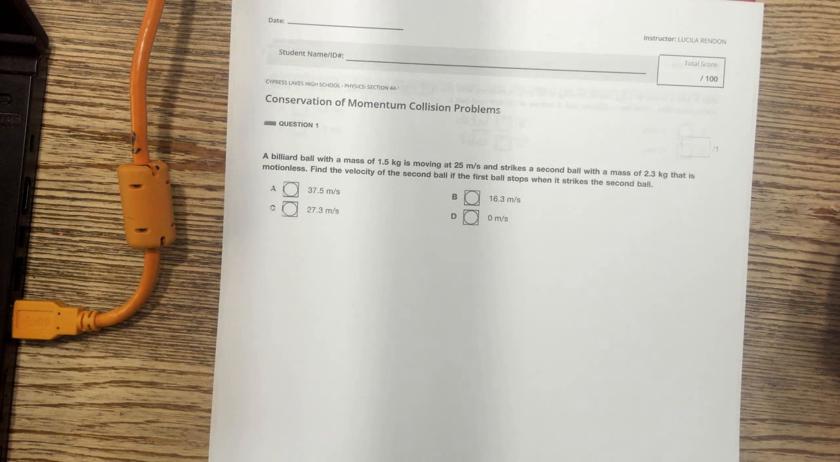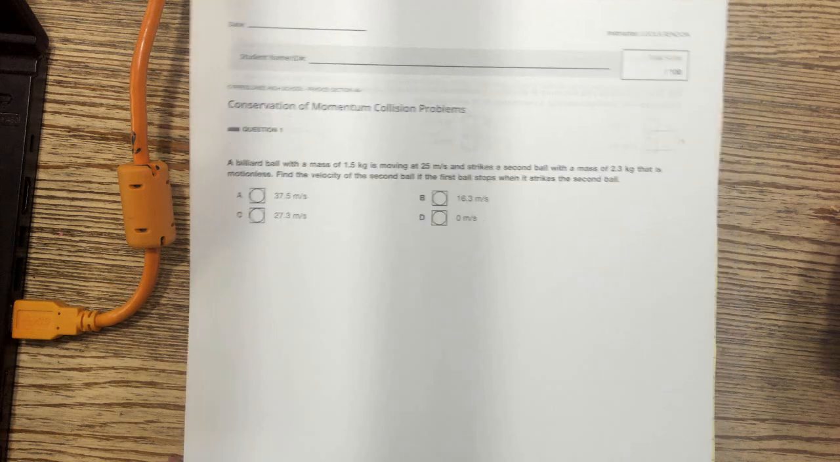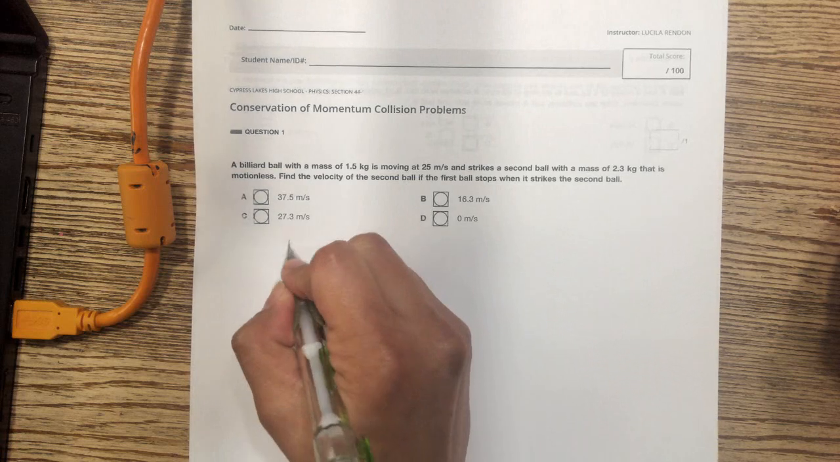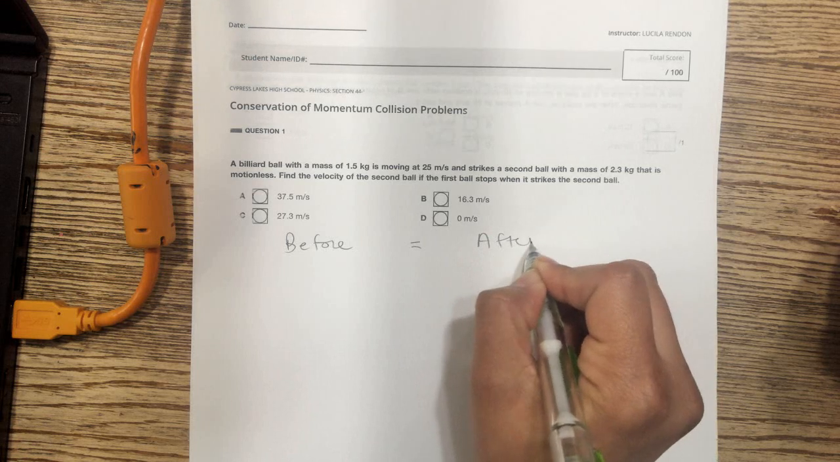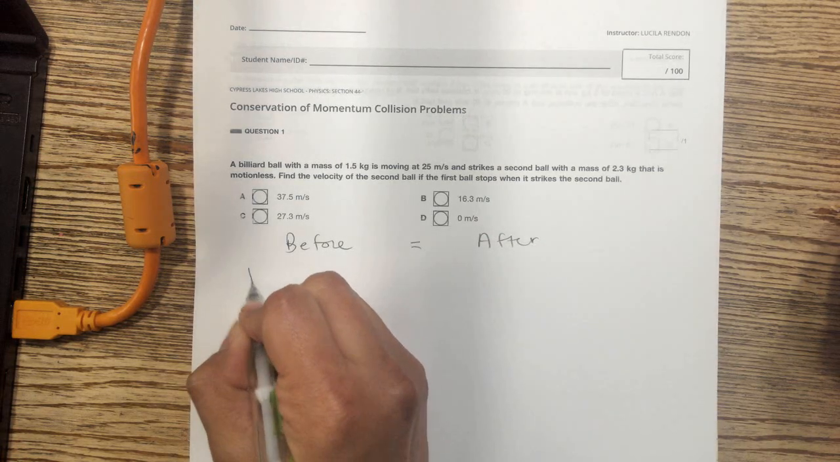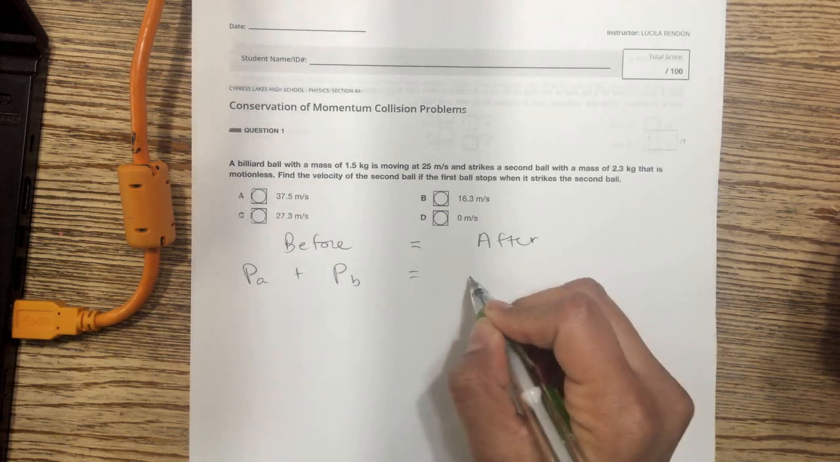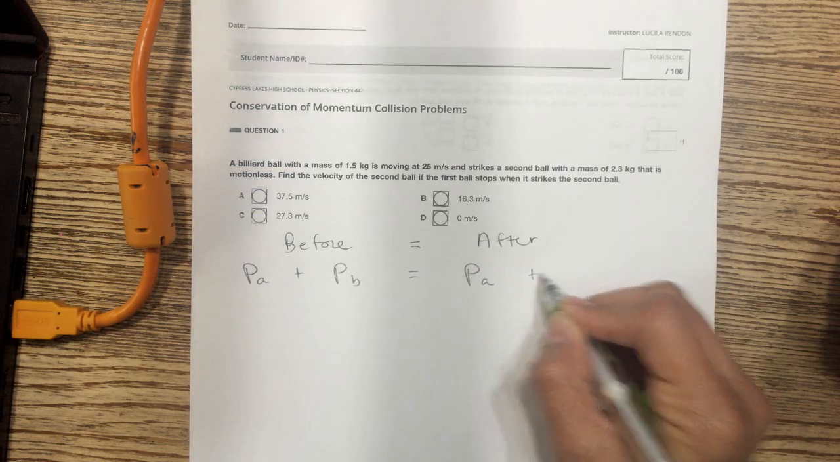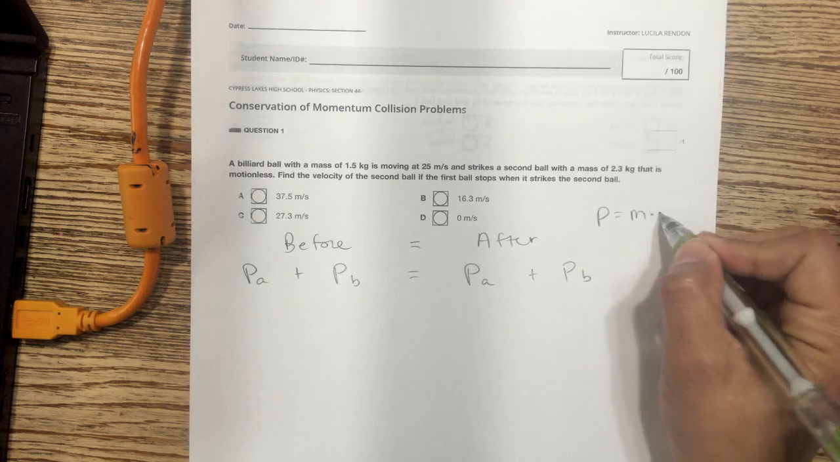Remember that momentum is just transferred from one object to the other, and it's conserved, which just means that the combined momentum before the collision is equal to the combined momentum after the collision. So you'll have before, and that's equal to after. Basically, the momentum of the first plus the momentum of the second before they collide is equal to their combined momentums after the collision. And of course, remember that momentum is just mass times velocity.